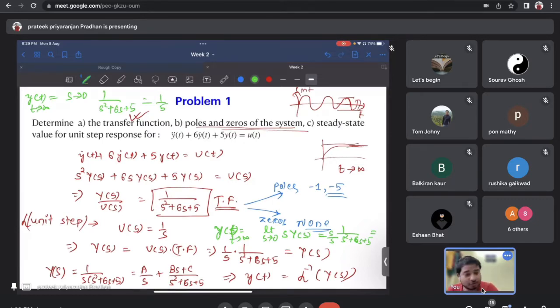Correct. Should I go to the next problem? Everybody is clear about this problem? How to approach and all?